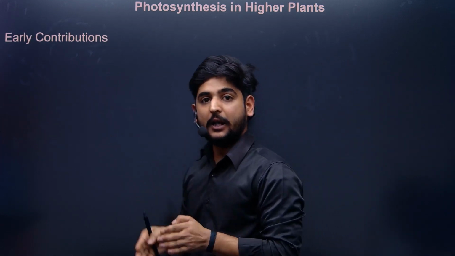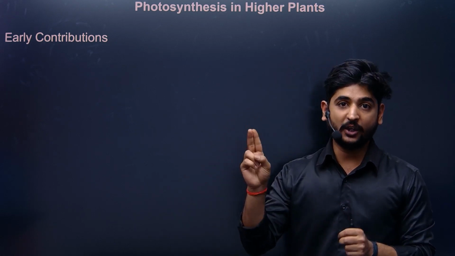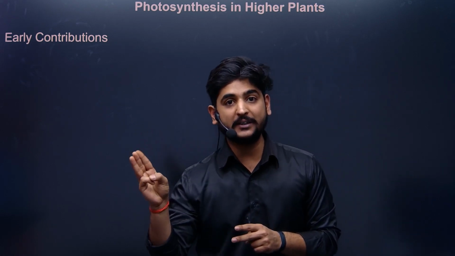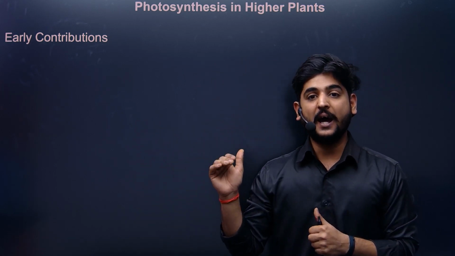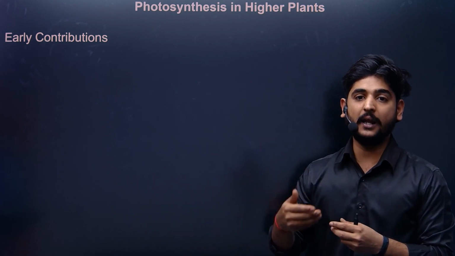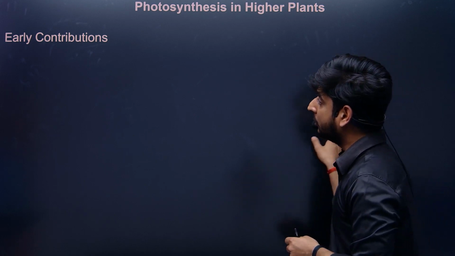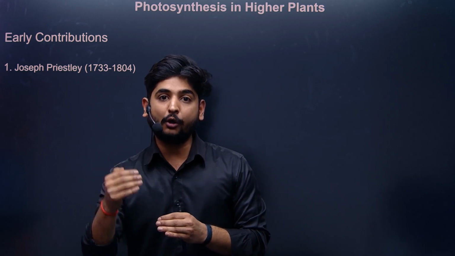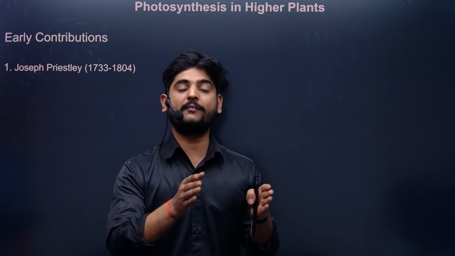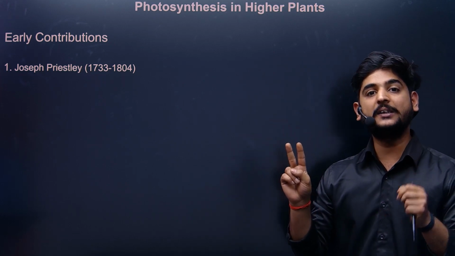Now coming to early contributions in photosynthesis, the first person that comes to our mind is Joseph Priestley. The second person is Jan Ingenhousz. The third person is Julius von Sachs, then Engelmann, then Van Niel, and at the last Ruben, Randall, Kamen, and Hill. Let us see one by one what these experiments and contributions are. The first person is Joseph Priestley. He said that there is an important role of air in the growth of green plants. Second, he discovered oxygen in the year 1774.